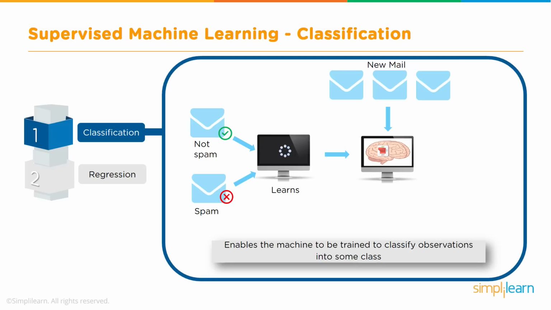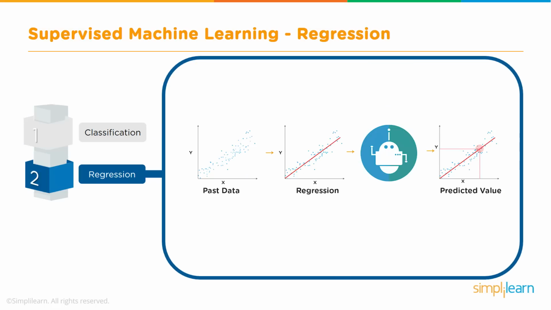After it has learned, whenever new mail strikes the inbox, it is able to separate them as spam or not spam. Classification of this sort is done with the help of the naive-Bayes algorithm. Now, let's talk about the regression problem that comes under supervised machine learning.